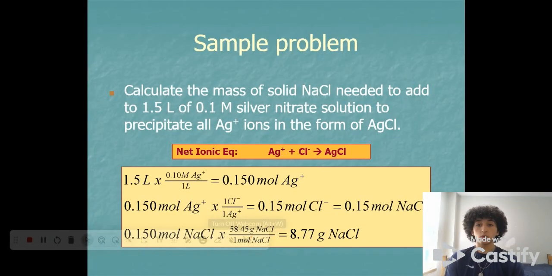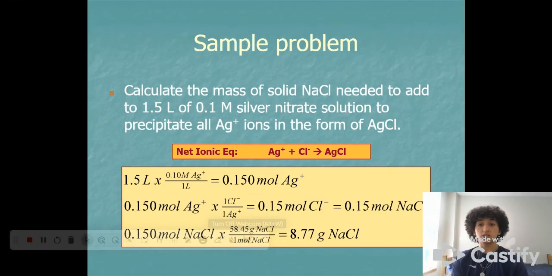So step 1, you want to find moles of Ag+. The moles is equal to the molarity times the volume in liters, which is 0.1 times 1.5 to get 0.15 moles Ag+. Next step is that you want to use the net ionic equation and use the mole ratio of Ag+ to Cl-, which is 1 to 1. So we need 0.15 moles of Cl- since the ratio is 1 to 1.